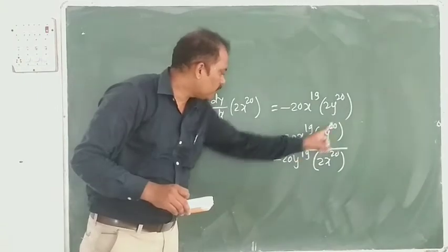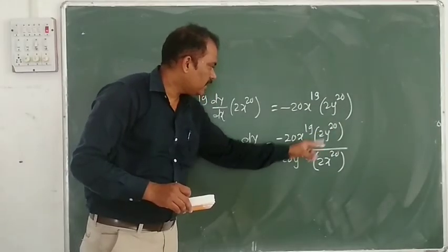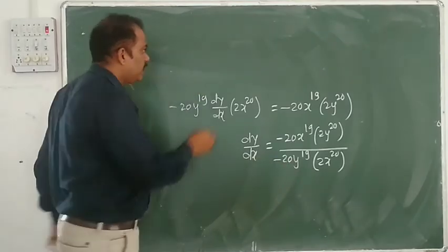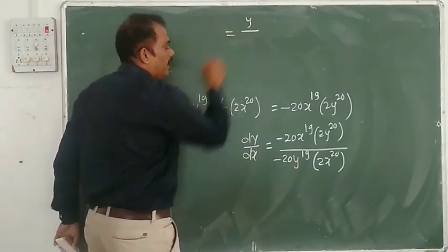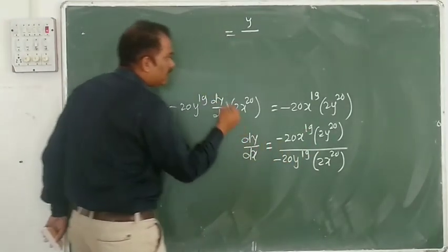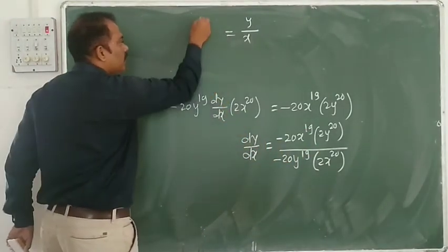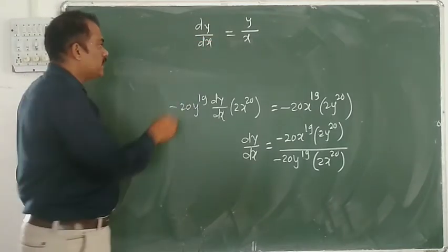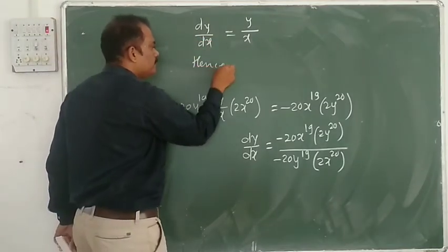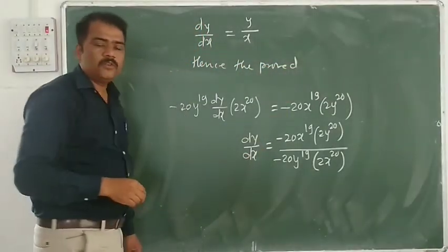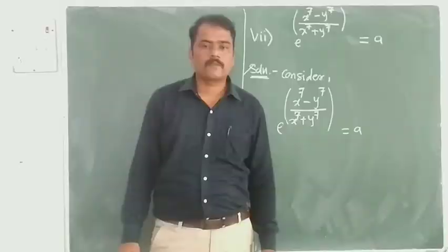Also, here y raised to 20, here y raised to 19. So from this y raised to 20, we cancel the y raised to 19, so that remaining only in the numerator y. In the denominator, here x raised to 20, here x raised to 19, so that in the denominator only x. So that dy by dx is equal to y upon x. Hence the proof. Now we will discuss the next example.